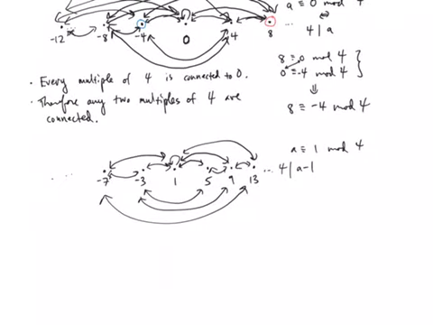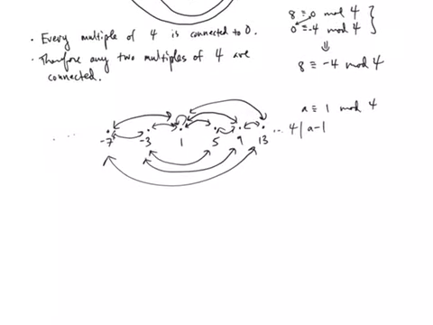Okay, so again, every number which exceeds a multiple of 4 by 1 is connected to 1, and therefore any two such numbers are connected. And you can repeat this story with 2 and with 3 as well. So basically what we observe is that our equivalence relation, equivalence mod 4, creates 4 different classes of integers.